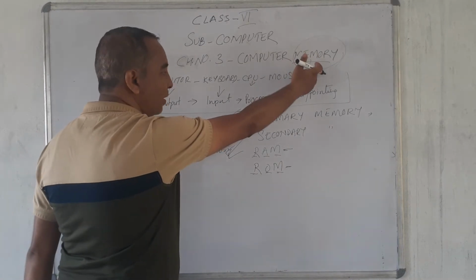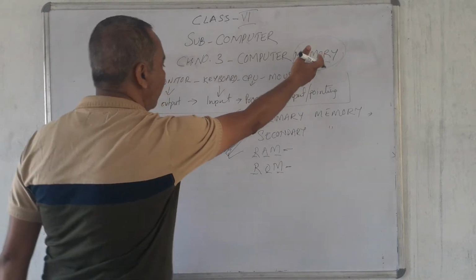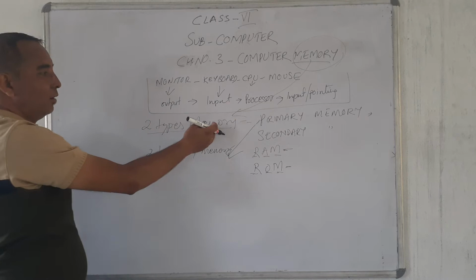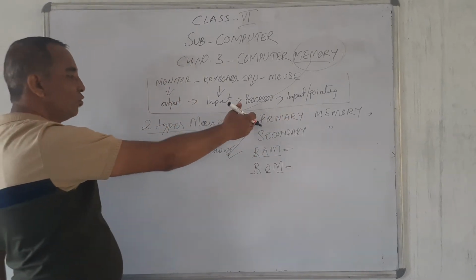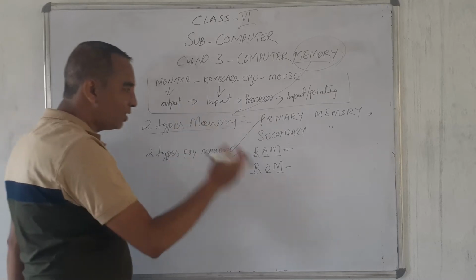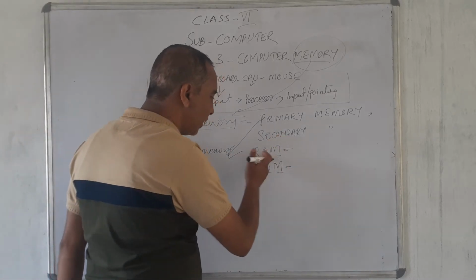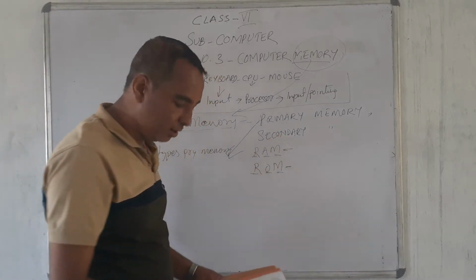First, we learned about the memory. What did we find? There are two types of memory: primary memory and secondary memory. Now even inside the primary memory there are two types of memory. What are they? RAM and ROM, random access memory and read only memory.